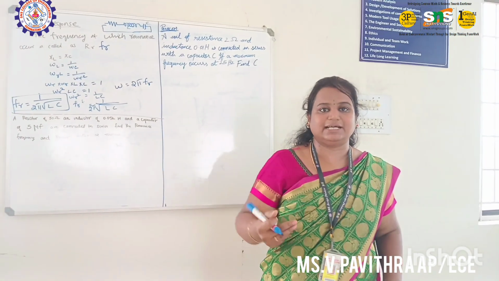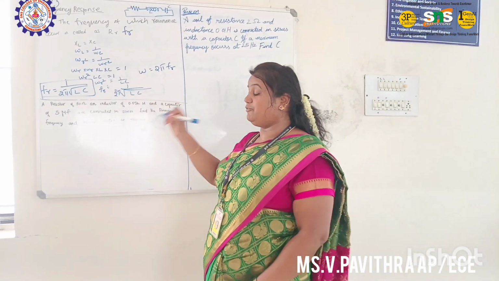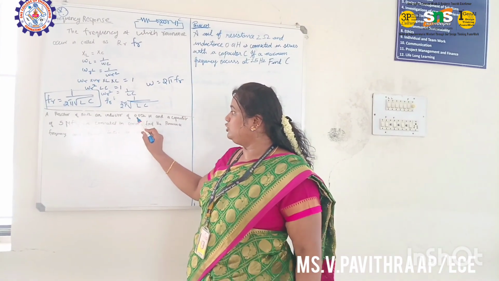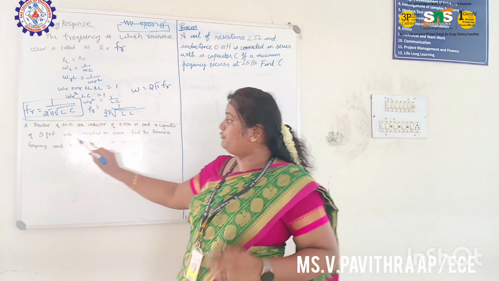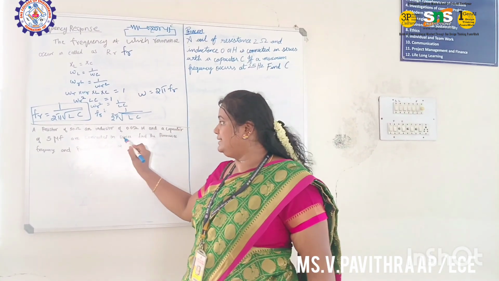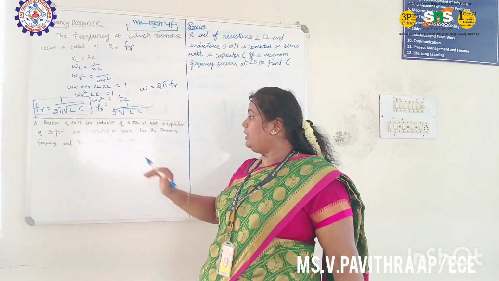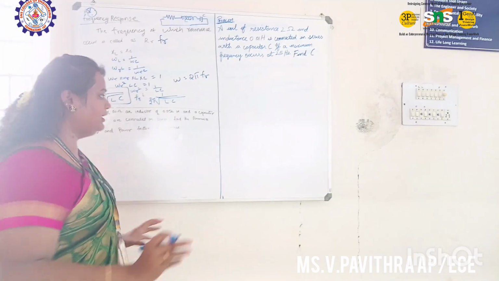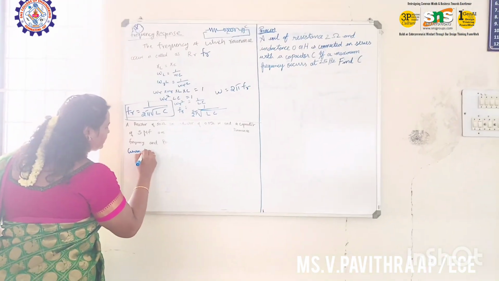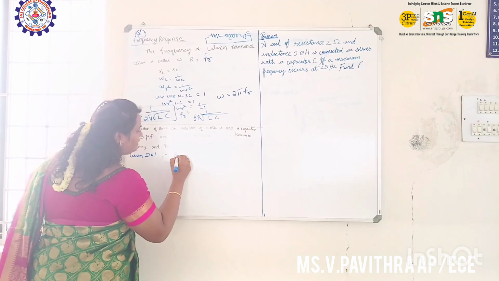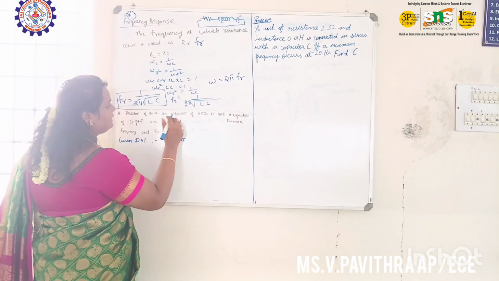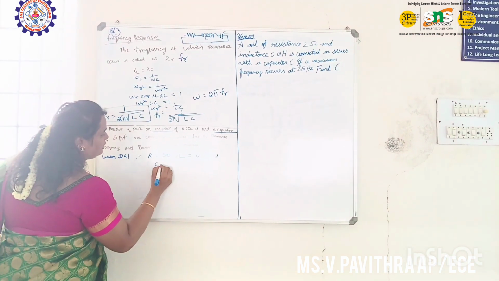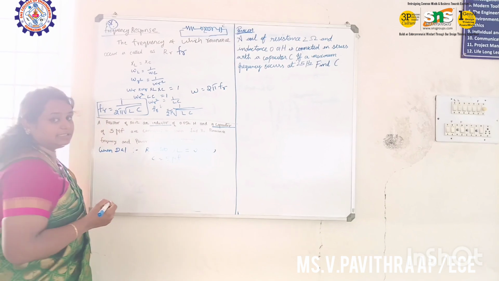Okay. Now we are going to discuss two problems on resonance frequency. A resistor of 50 ohm, an inductor of 0.02 Henry and a capacitor of 5 microfarad are connected in series. You know very well, this is called series. Find the resonance frequency and the power factor at resonance. So this is how we are going to do it. What is the given data? Given data is R is equal to 50 ohm, inductance L is equal to 0.02 Henry, and the capacitance C is equal to 5 microfarad.